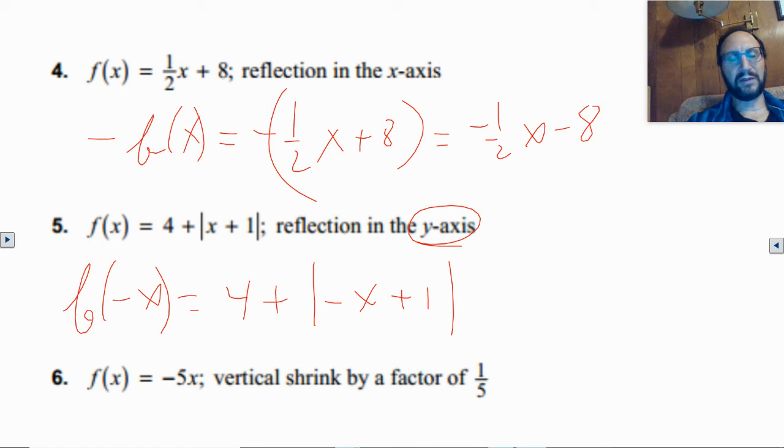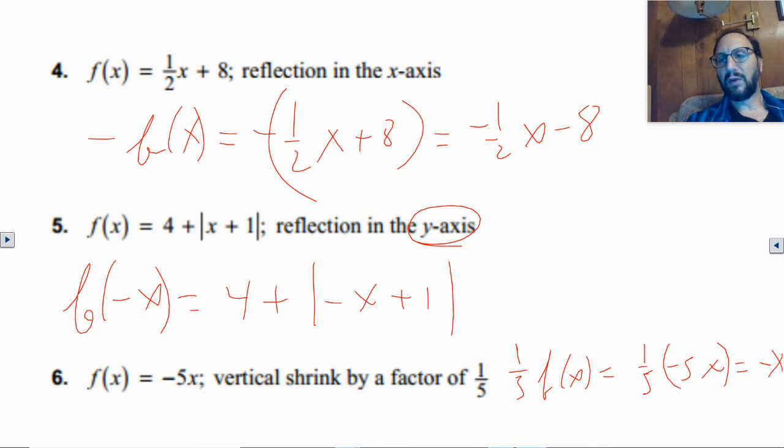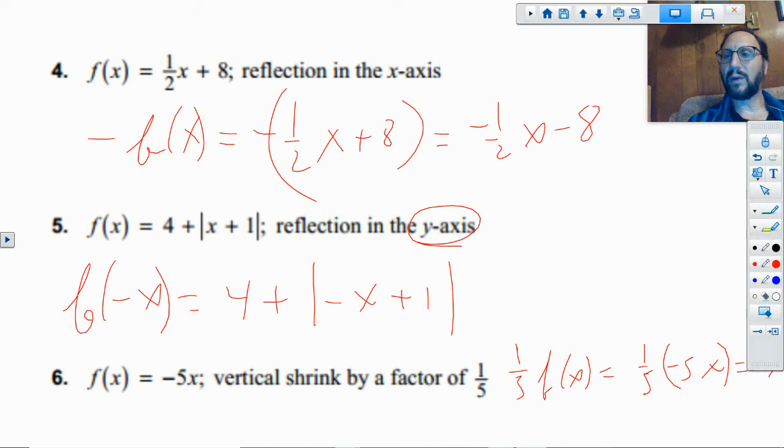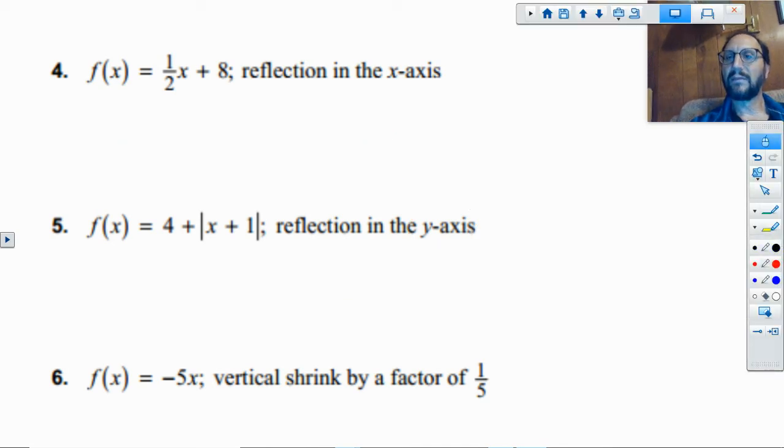A vertical shrink by a factor of 1/5. Remember, vertical stretches and shrinks don't make a reciprocal, so we're just going to do 1/5 of f of x. 1/5 of f of x means 1/5 of negative 5x, which is just the opposite of x, because 1/5 times negative 5 is negative 1. So check your answers. You can pause whenever you want. That's the beauty of a video.